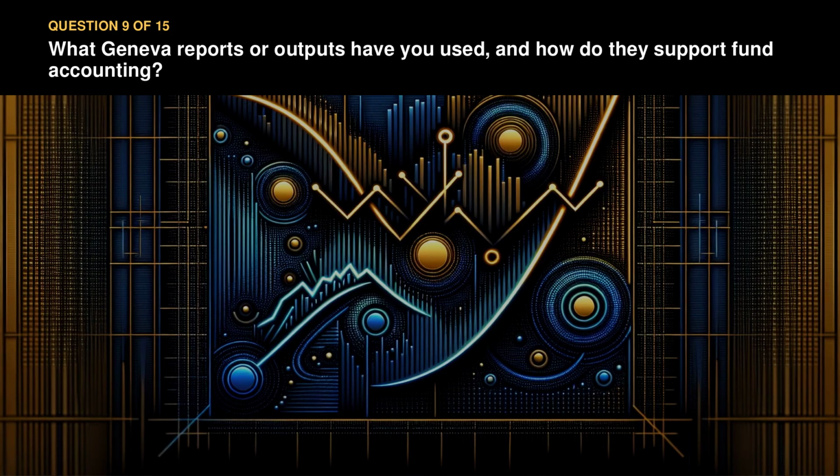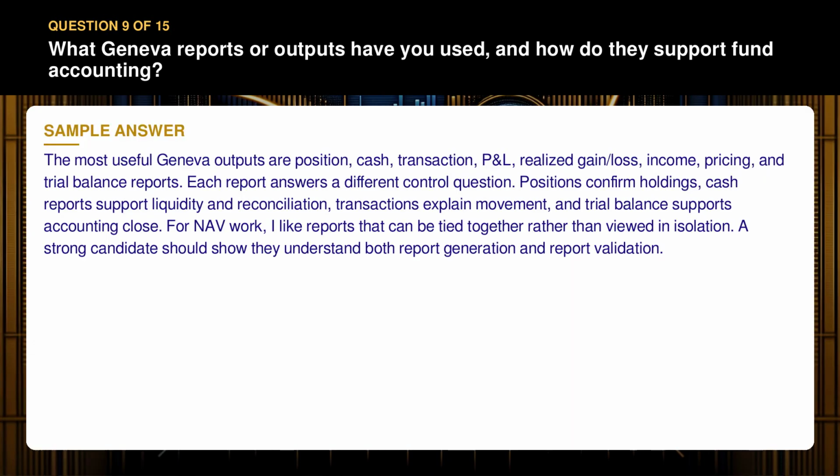Question 9. What Geneva reports or outputs have you used, and how do they support fund accounting? The most useful Geneva outputs are position, cash, transaction, profit and loss, realized gain-loss, income, pricing, and trial balance reports. Each report answers a different control question. Positions confirm holdings. Cash reports support liquidity and reconciliation. Transactions explain movement, and trial balance supports accounting close.